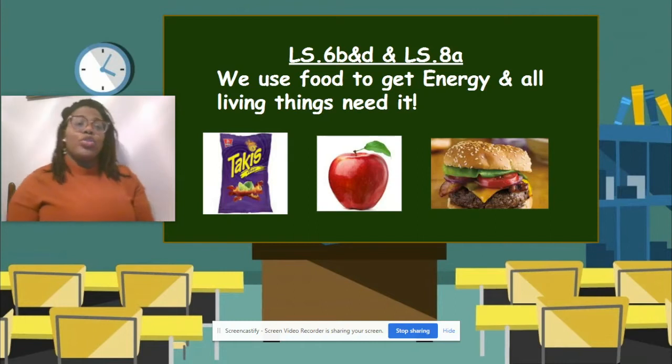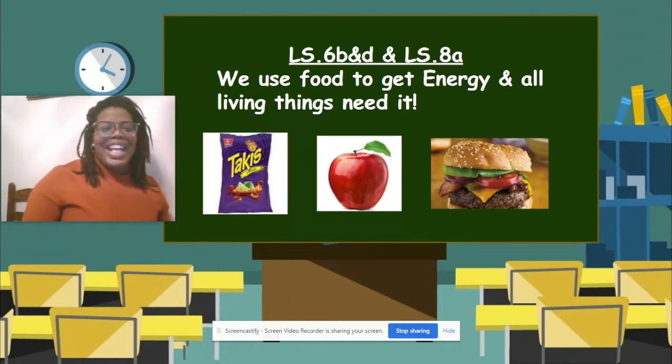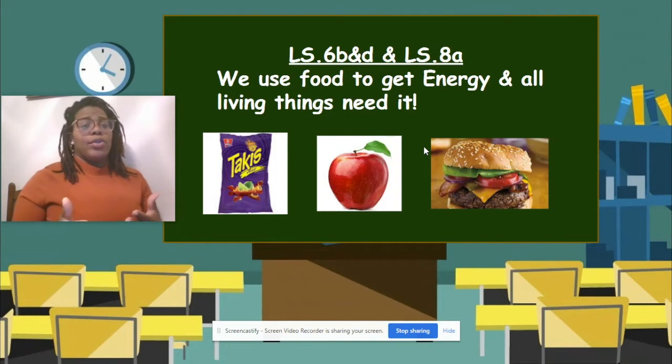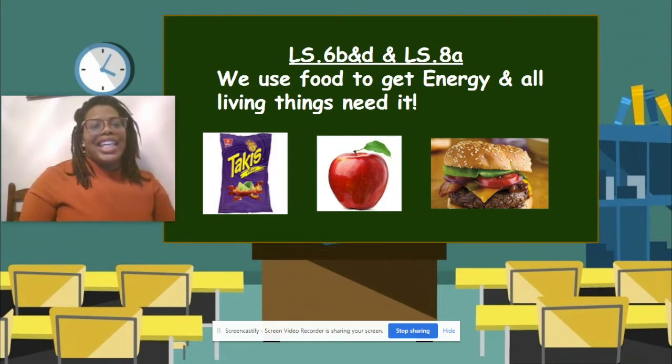I also showed you 3 pictures on Monday. One was of Takis, one was an apple, and one was a cheeseburger. These are 3 items that as humans, we can use for food in order to get the energy that we need to stay alive.